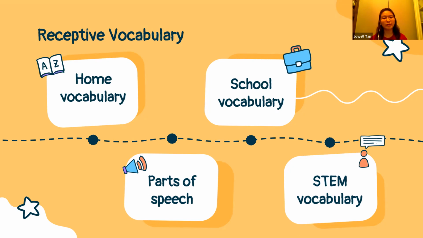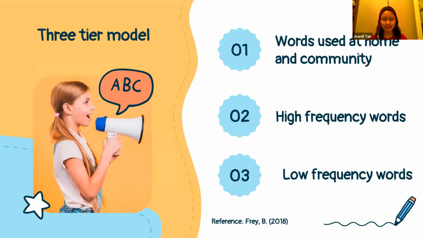These vocabulary words are also guided, in the next slide, by this three-tier model, as you can see here, to choose the words used in the test. So there are three tiers. Firstly, in tier 1, they are words that are typically learned through home or community interactions that most students are expected to know upon entering school.